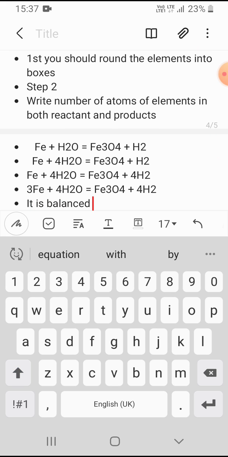How can you say it is balanced? See here, count it, Fe has 3 elements, 1 threes are 3, Fe3, here also Fe3. 4H2, here also 4 twos are 8, and O1, 4 ones are 4, so here O4 is there, and here 4 twos are 8, so it is balanced.